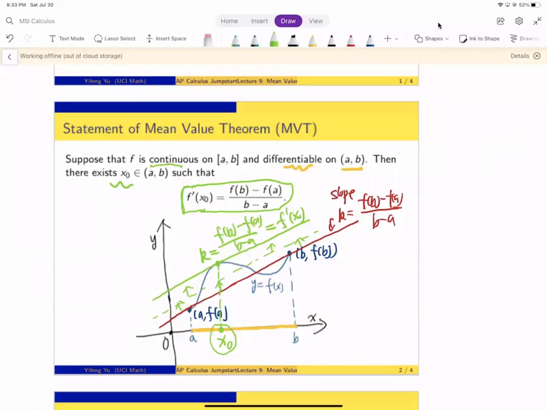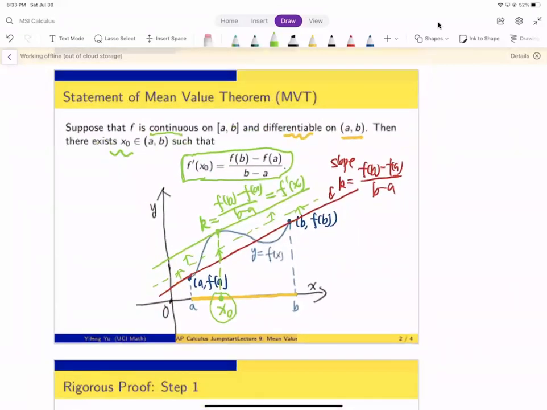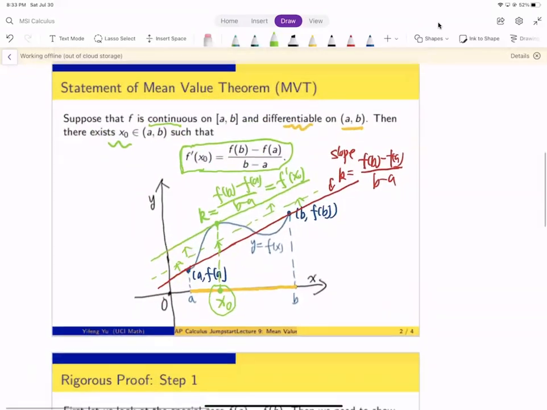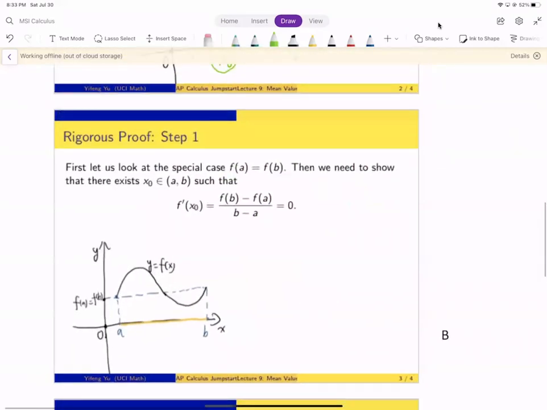Okay, now let's rigorously prove this mean value theorem because it's very important. Intuitive is clear, so we're going to do a rigorous proof. As step one, let's first look at the special case where f(a) equals f(b). So f(a) and f(b) are the same. That means if you connect these two points, it's a horizontal line. So let's say they equal a number, which we denote as m.